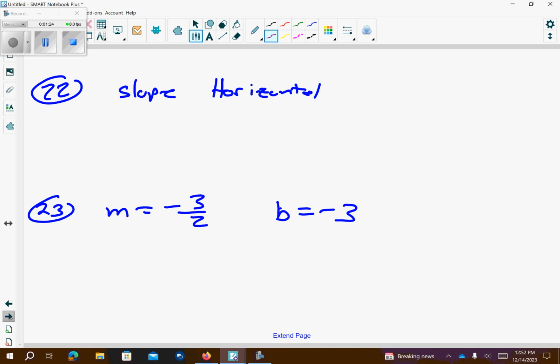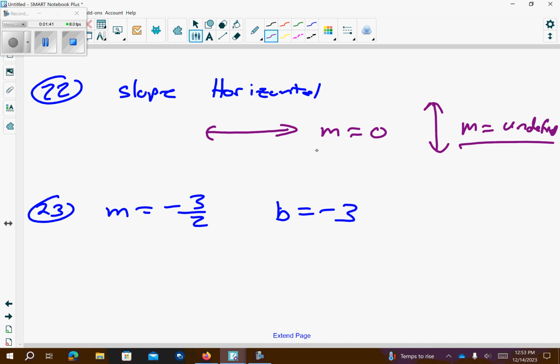Number 22. They want to know, what is the slope of a horizontal line? Remember, a horizontal line looks like this. So your slope has to be equal to 0 for a horizontal. If it was a vertical line, though, the slope is undefined. And it didn't ask that, but you might want to make note of both of those in your paper.